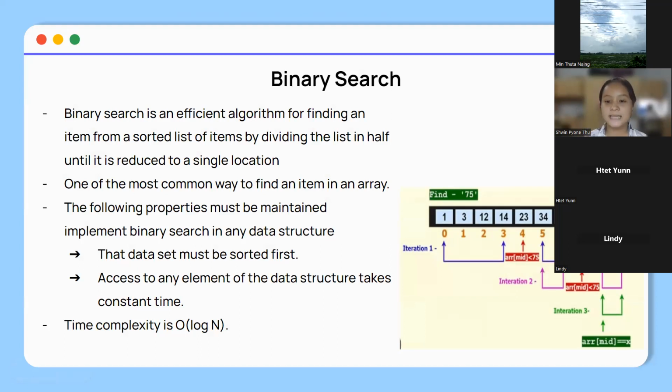Binary search is an efficient algorithm for finding an item from a sorted list of items by dividing the list in half until it's reduced to a single location. It is one of the most common ways to find an item in an array. The time complexity of binary search is O(log n).